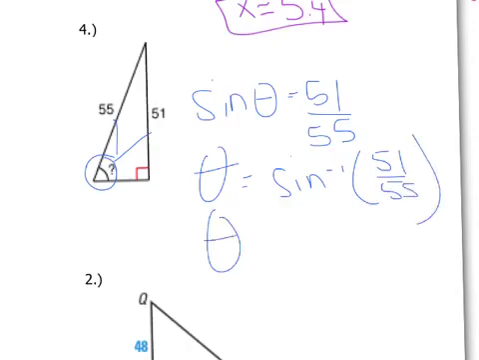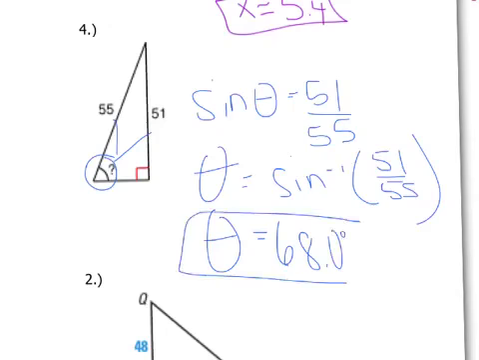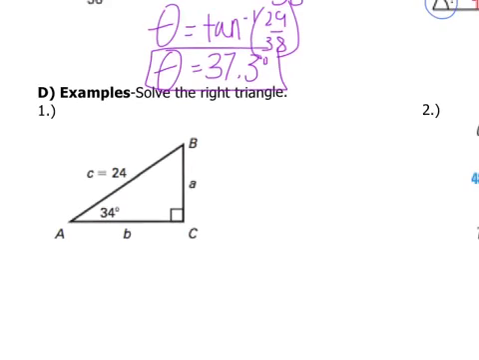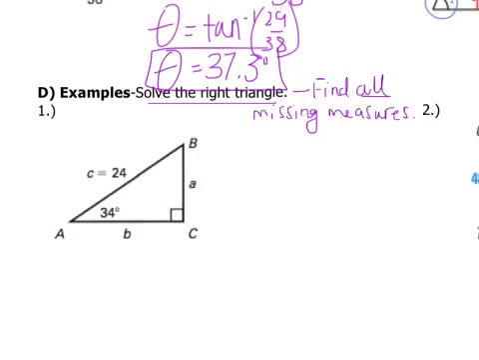What's our angle measure? 68. Yeah, it rounds to 68 degrees to the tenth. If you look at the last two examples that we are going to do today, it asks you to solve the right triangle. If you remember from geometry, what that means is you are going to find all missing measures. So you need to find every single angle measure and every single side length.